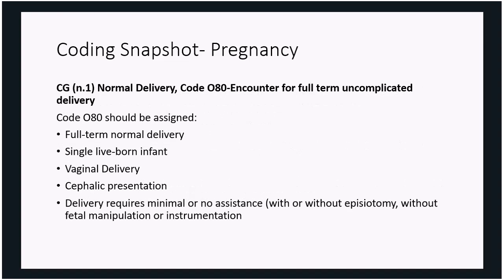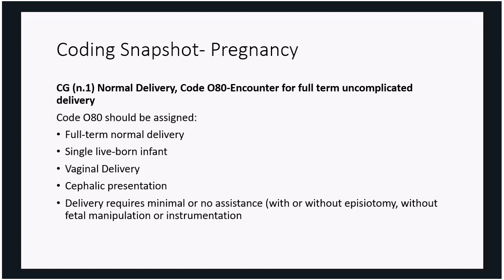Let's take a look at coding guideline N1, normal delivery, code O80, encounter for full-term uncomplicated delivery. In order for a delivery to be uncomplicated, to use code O80, the case must follow this criteria. It must be a full-term normal delivery. In other words, she cannot deliver preterm. She cannot deliver a preemie.